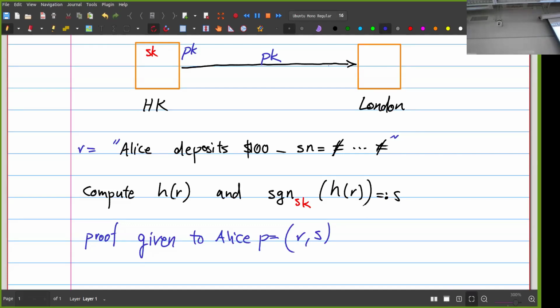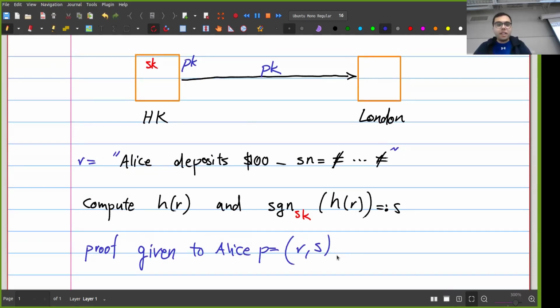Now you can see that if Alice goes to the London branch and she wants to get the money back, she can easily give this proof to them. They can take R, compute the hash, and then they have to verify that S is a valid signature of the Hong Kong branch on that particular R, on the hash of R. And of course, they can do that because everyone can verify signatures. And Alice cannot fake this because only the Hong Kong branch can sign. That was the whole point of a digital signature.